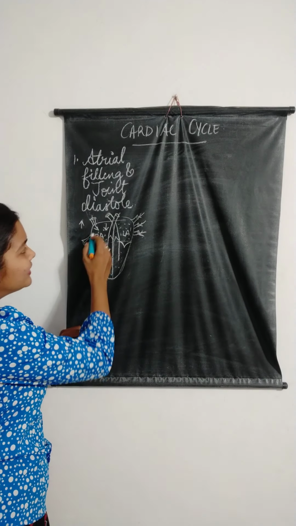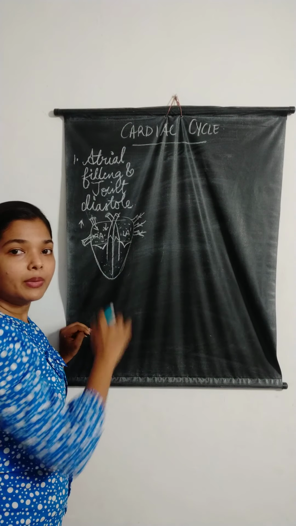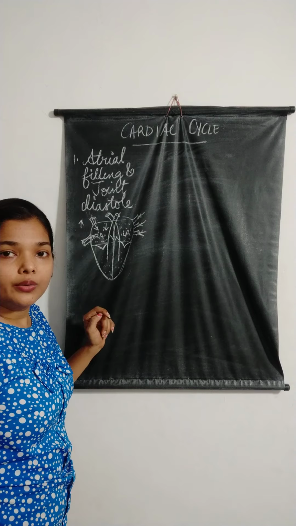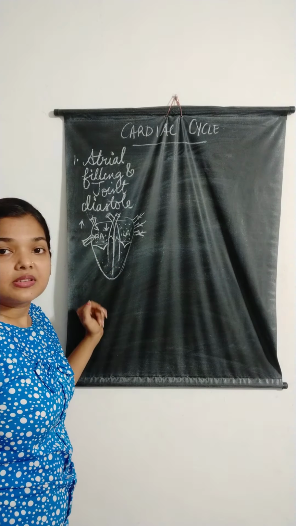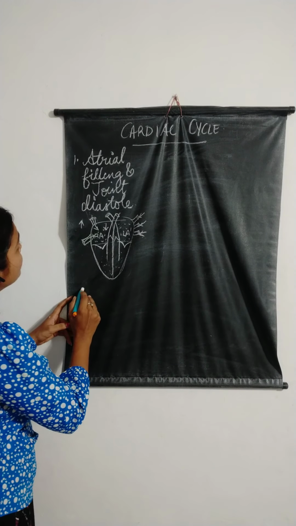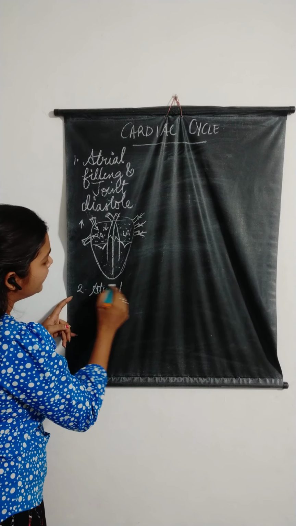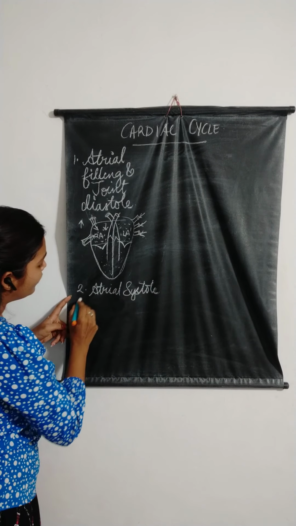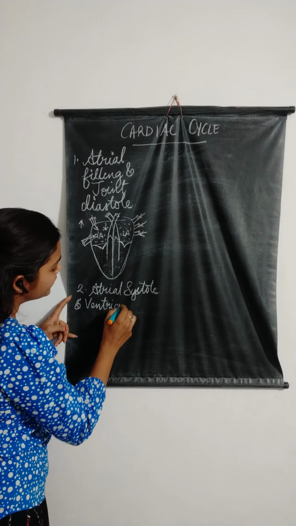By the time the atrium gets filled up, the AV valves remain closed and all the chambers are going through diastole. Low pressure within any of the chambers indicates diastole. Now, in the next step, we will see atrial systole and ventricular diastole. The ventricles show diastole.